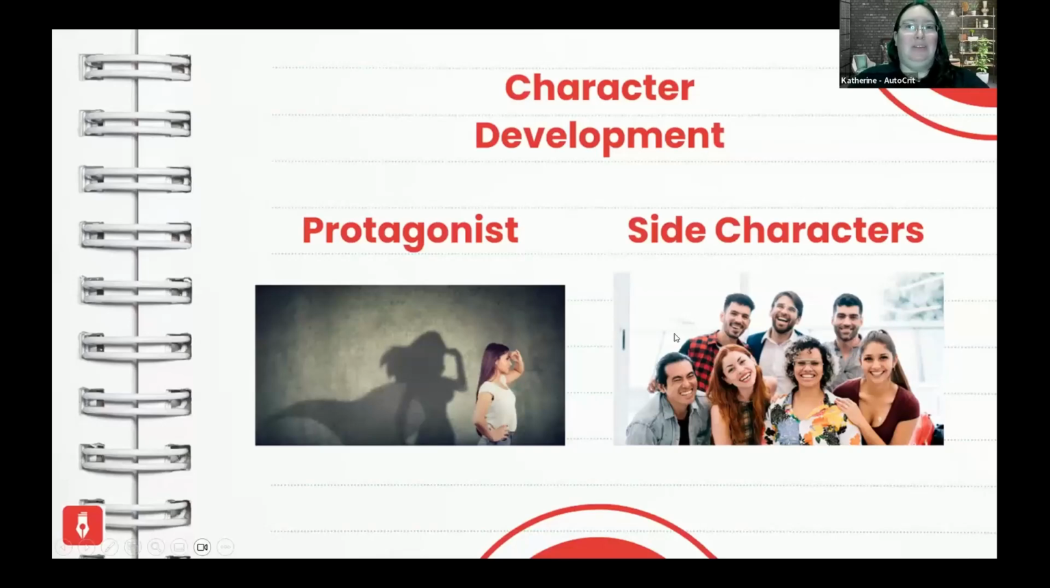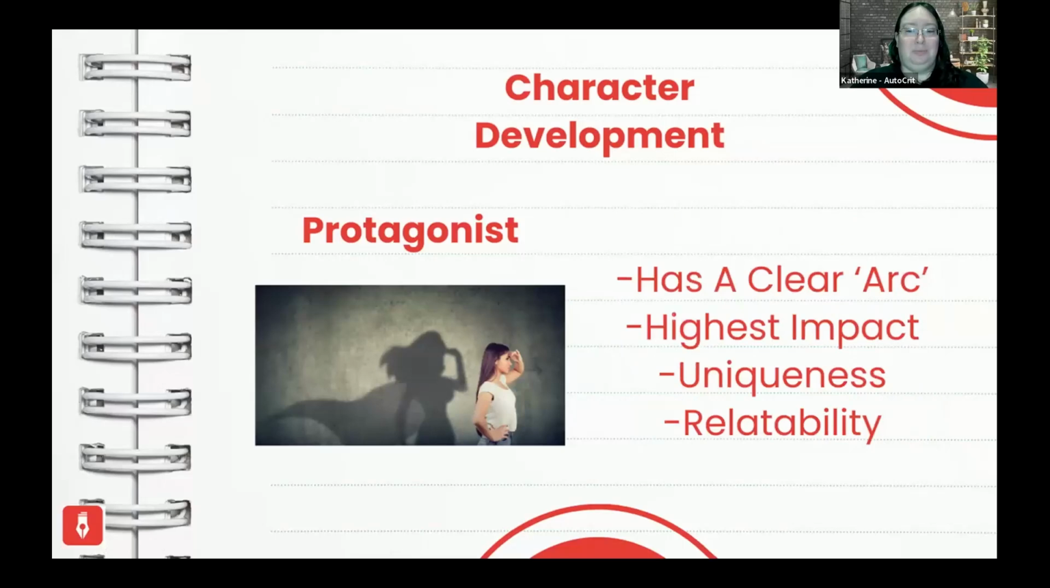All right, we're going to do characters, and then I'm going to show you where you can put all this stuff in your AutoCrit account. Characters are also part of the planning process, and characters usually include a protagonist and then a big cast of side characters. Protagonists have a clear arc. That means they start as one person at the beginning, and then they grow or they hit rock bottom, depending on what kind of arc you give them.